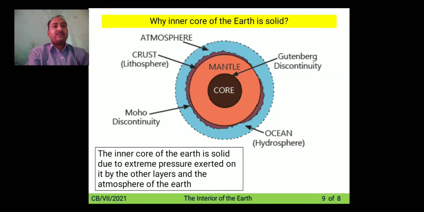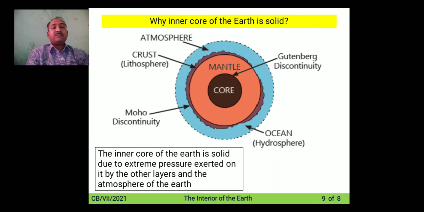Then we can understand the Mohr discontinuity. The Mohr discontinuity is concerned with the separation between the crust and the mantle. It was discovered by a particular scientist, so it is named the Mohr discontinuity. Then we can also find the Gutenberg discontinuity. It shows the discontinuity between the mantle and the core. It was discovered by Gutenberg, so it is named the Gutenberg discontinuity.